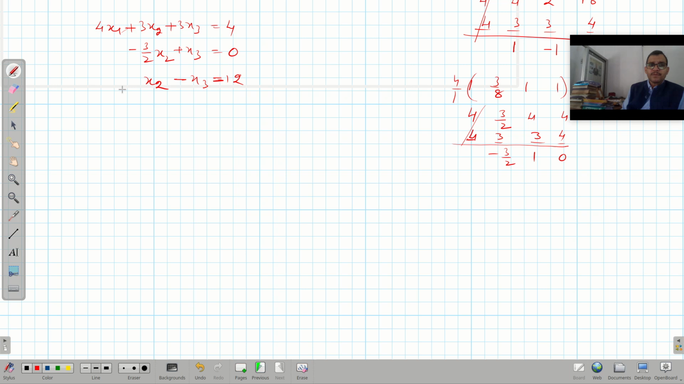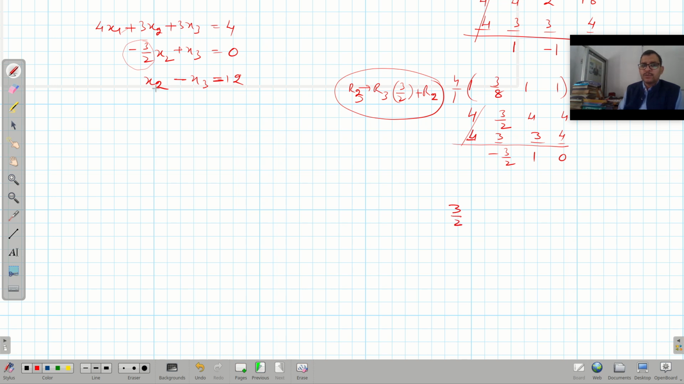Now this is the pivot element, so using this we have to make it 0. So how can this be made 0? Basically, R3 is operated with R3 multiplied by 3/2 plus R2. This is the operation which we can do here. So how can it be written?